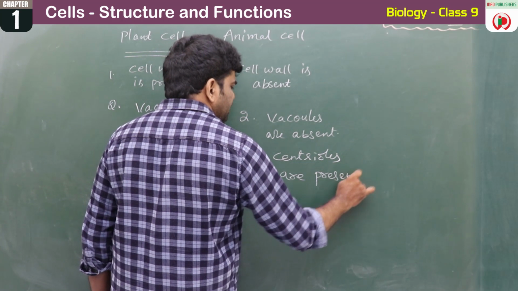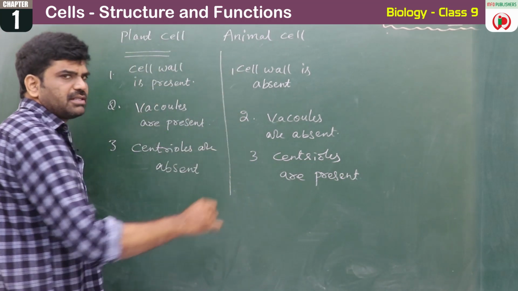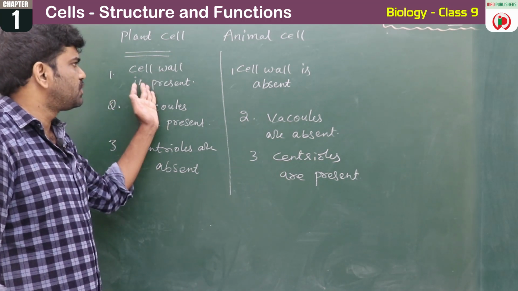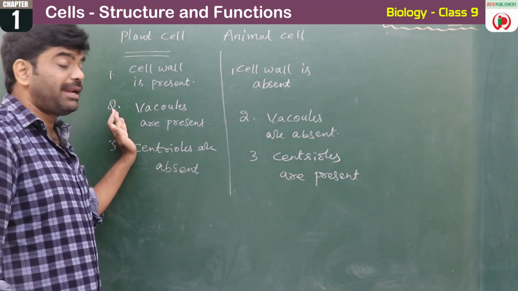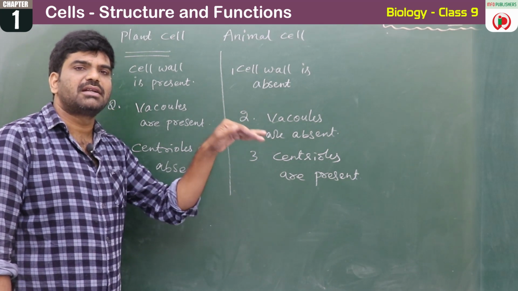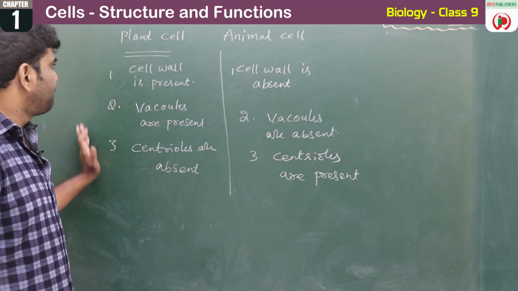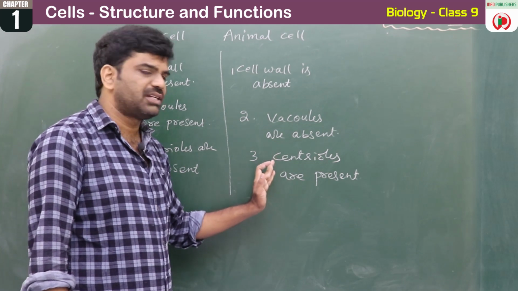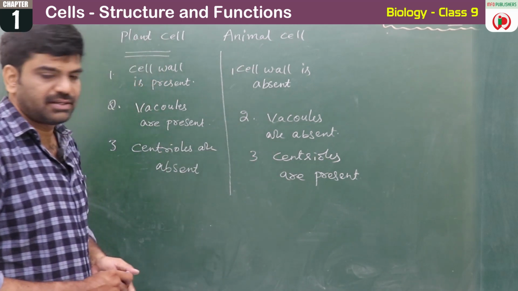These are the major differences between plant cell and animal cell. In plant cell, cell wall is present. In animal cell, cell wall is absent. In plant cell, vacuoles are present. In animal cell, vacuoles are present, but if they are present also, they are very, very small. And third one, in plant cell, centrioles are absent. See, centrioles participate in cell division, children. In animal cell, centrioles are present.